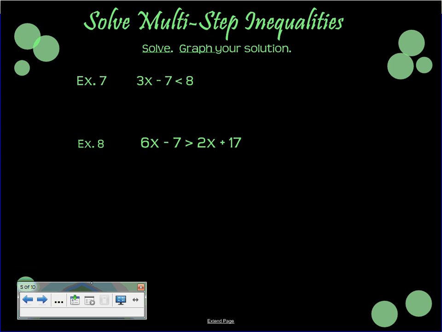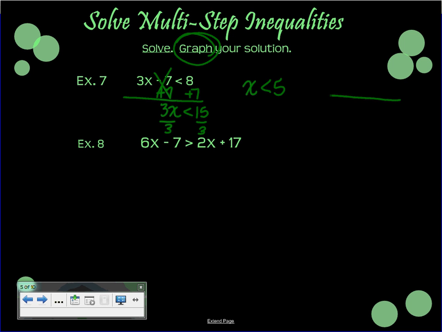All right, on to multi-step inequalities. Guys, these are no different than what we've done with equations, okay? So you solve it just like you would if this was an equation. So again, I'm going to add 7 to each side. So now I'm left with 3x is less than 15. And then again, divide by 3, divide by 3. So x is less than 5. It also tells me to graph. So I'm going to come over here, just draw myself a number line. Now you only have to do the number line because we're just using one variable.